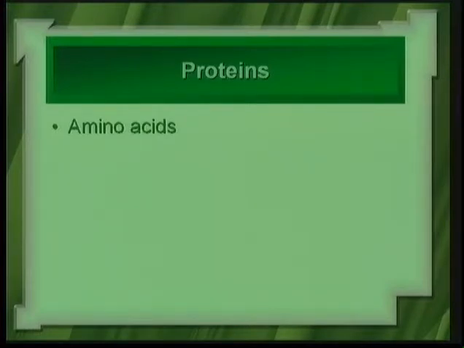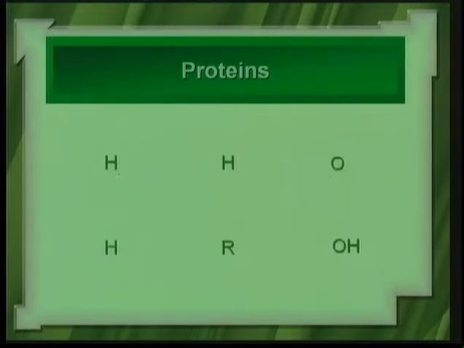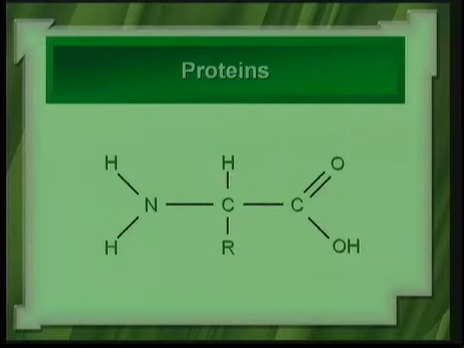Now, the subunits of proteins, of course, are amino acids. Remember the structure of an amino acid, right? You have a central carbon right here. You have a carboxyl group, or COOH, on this side. You have an amino group on this side, either NH2 or NH3, depending on whether you have a charge on it or not. Hydrogen on another side, and then you have the R group.